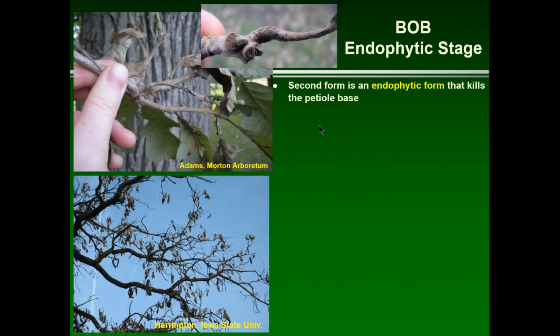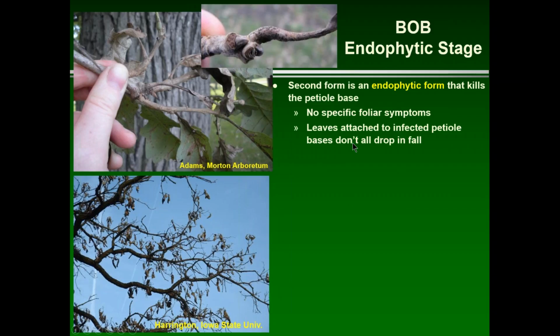So the first form was the foliar form. The second form we'll refer to as the endophytic form, and this form will kill the petiole base of the leaf. It really doesn't have any specific foliar symptoms. The foliar symptoms tend to be associated with the foliar form of the disease. The leaves that are attached to infected petiole bases don't fall from the tree in the fall. They tend to hang on.